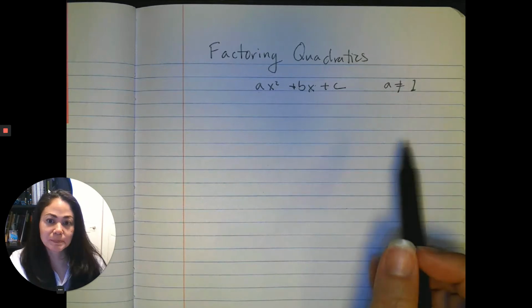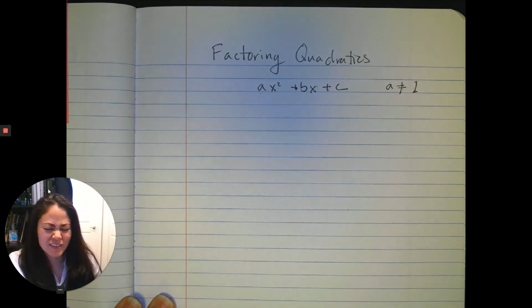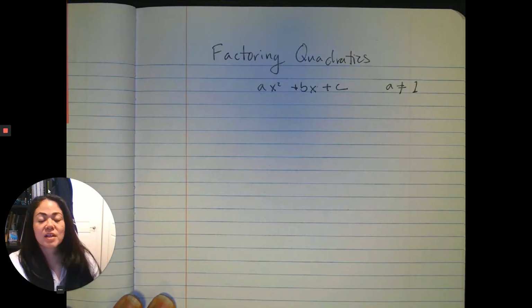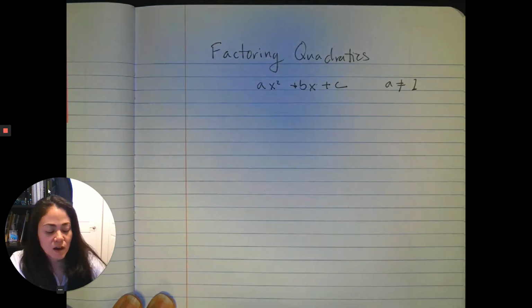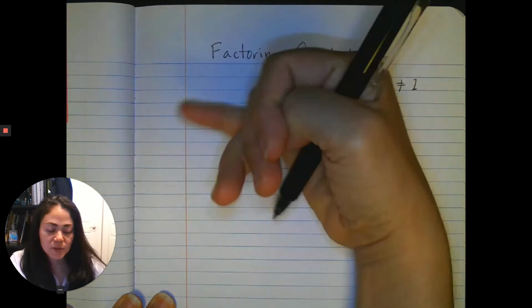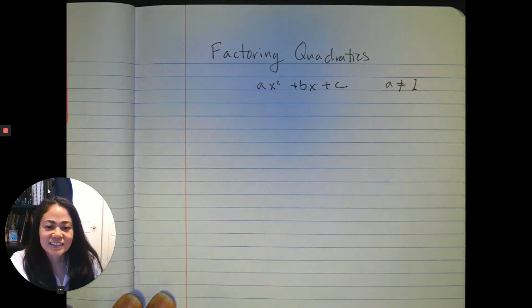So just like I've been saying over and over, factoring is kind of going backwards from using the distributive property or multiplying two binomials together. So I'm going to show you the process that we do when we multiply two binomials, and then of course we're going to go backwards and see how they are similar.